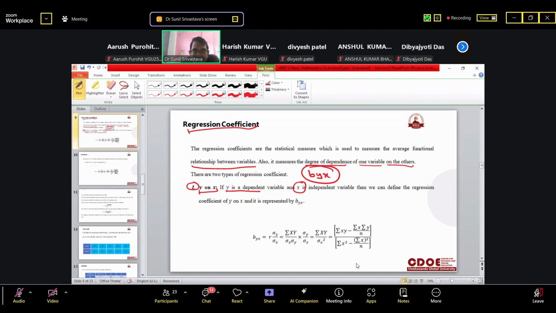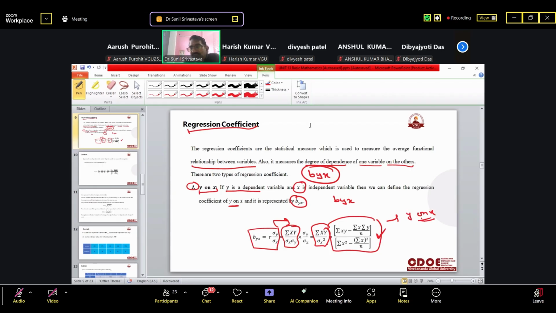So we can define the regression coefficient of y on x by the equation byx, which is equal to r sigma y upon sigma x, as the expression is already given. In terms of the variables, we have the form summation of xy upon sigma x sigma y, that is the value of the correlation coefficient, and that is represented as sigma xy upon sigma x square. This can also be written in variable form as sigma xy minus sigma x sigma y upon n, over sigma x square minus (sigma x) square upon n.